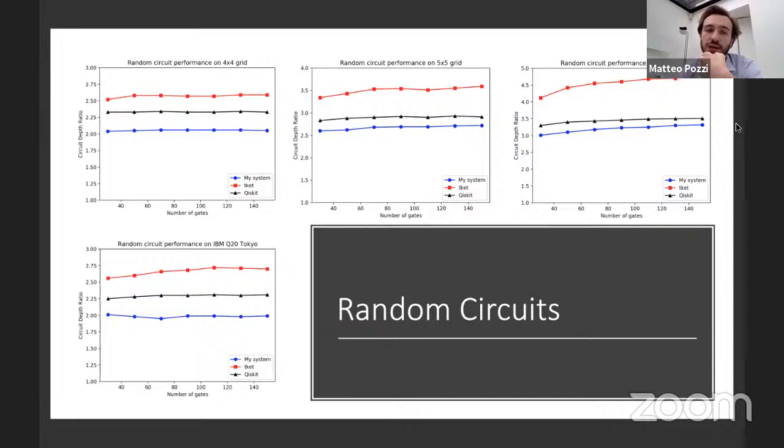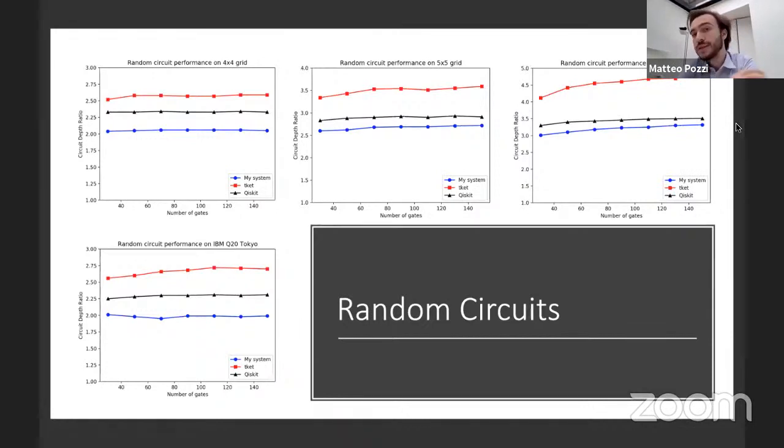And so here are some of the results for my system, Ticket and Qiskit. If we generate just a random series of gates on different size grids and on the IBM Q20 Tokyo as well, quite interestingly, my system is able to outperform the other baselines, which is very encouraging for a reinforcement learning approach, especially considering that this idea of a combinatorial action space is also quite novel. There's not really many solutions that can deal with that effectively, so that's quite encouraging.